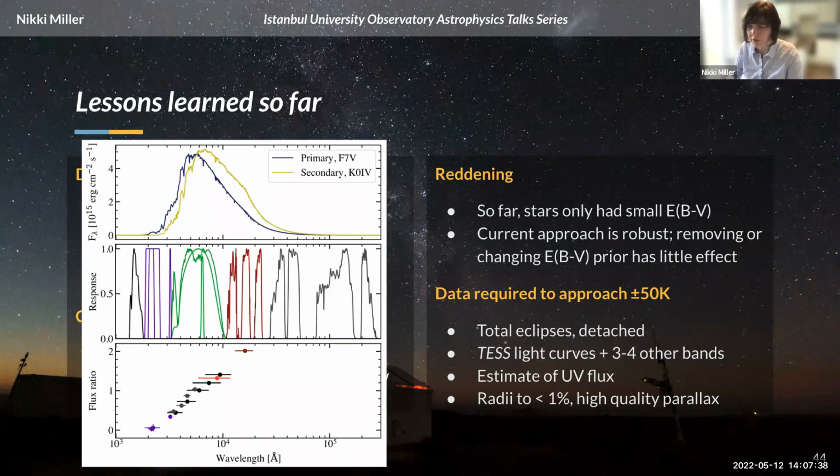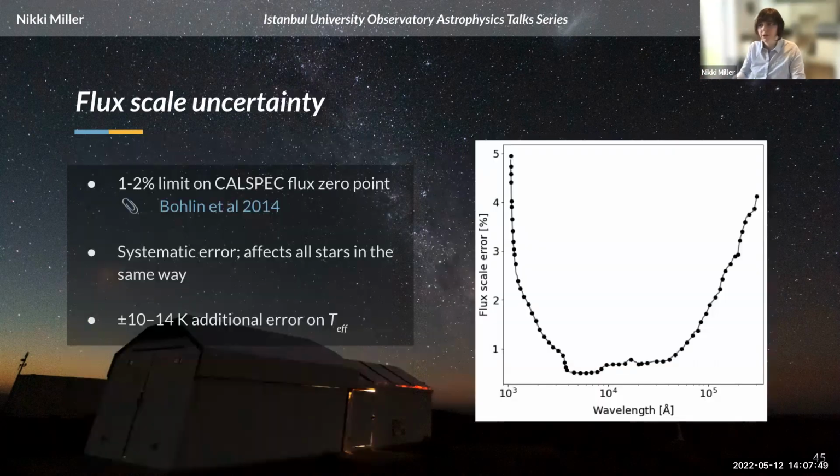So, this is the ideal scenario where we have flux ratios across the majority of where the flux is, but that's not always going to be the case. This flux scale uncertainty does place an extra 10 Kelvin or so on our estimates of temperature, because there is an uncertainty in the flux scale zero point. This is unavoidable, unfortunately, but it is a systematic error that affects all stars in the same way. So this plot here is just showing what the error is throughout the optical range.